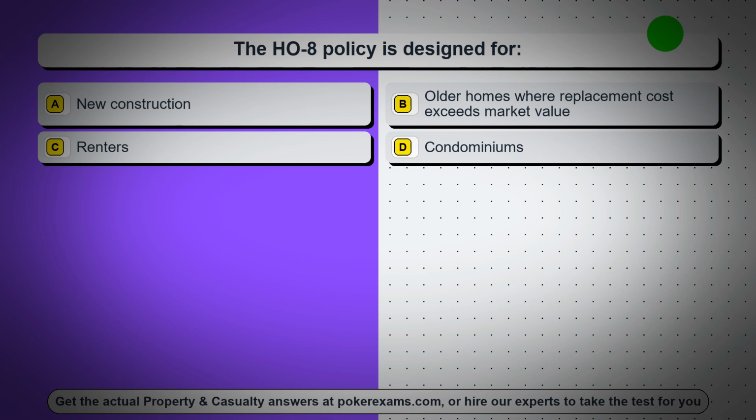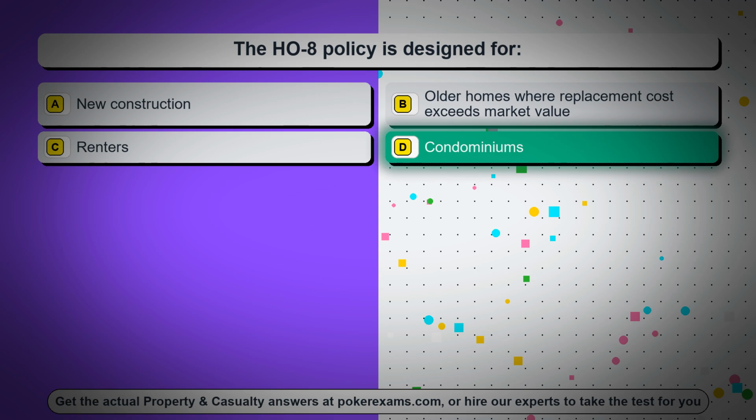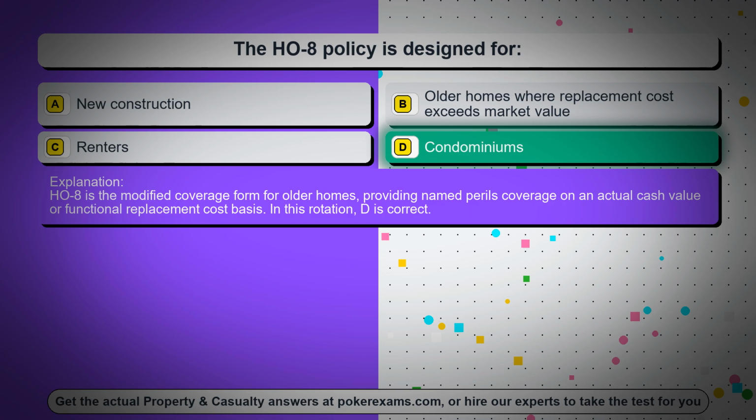Question 1. The HO-8 policy is designed for, Option A, new construction, Option B, older homes where replacement cost exceeds market value, Option C, renters, Option D, condominiums. The correct answer is Option D, condominiums. HO-8 is the modified coverage form for older homes, providing named perils coverage on an actual cash value or functional replacement cost basis. In this rotation, D is correct.